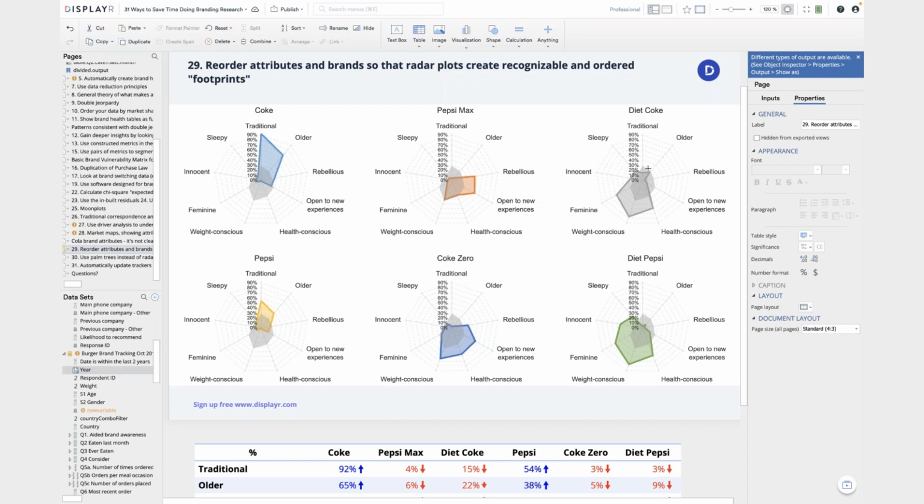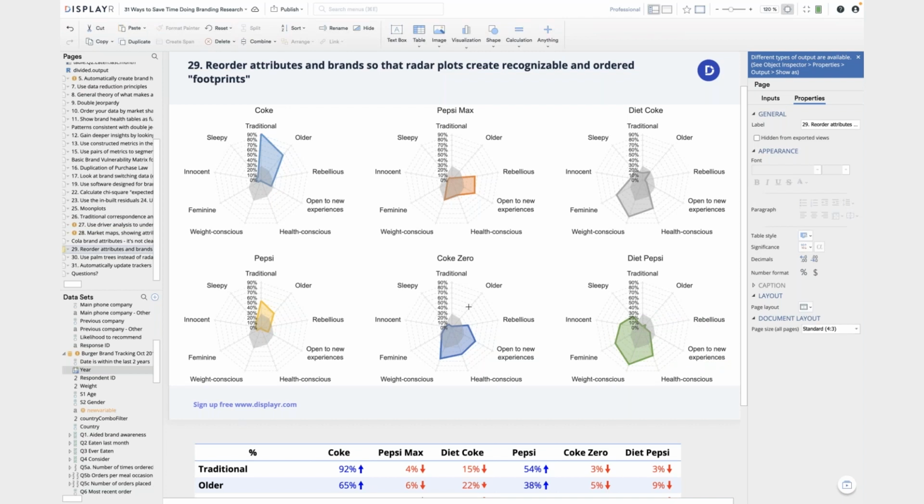When we look at Diet Coke and Diet Pepsi, they're also sharing that health conscious and weight conscious dimension with Pepsi Max and Coke Zero, but they're skewing more strongly towards these more feminine type of dimensions, with Diet Pepsi in particular for innocent and sleepy. So footprints, I think they're really cool.